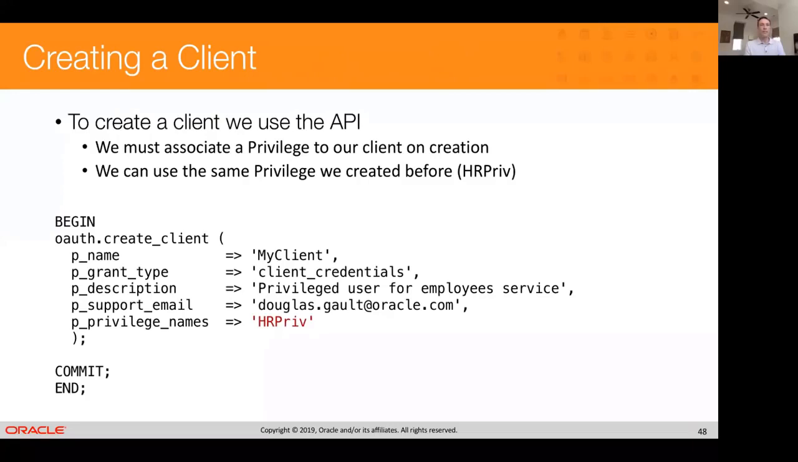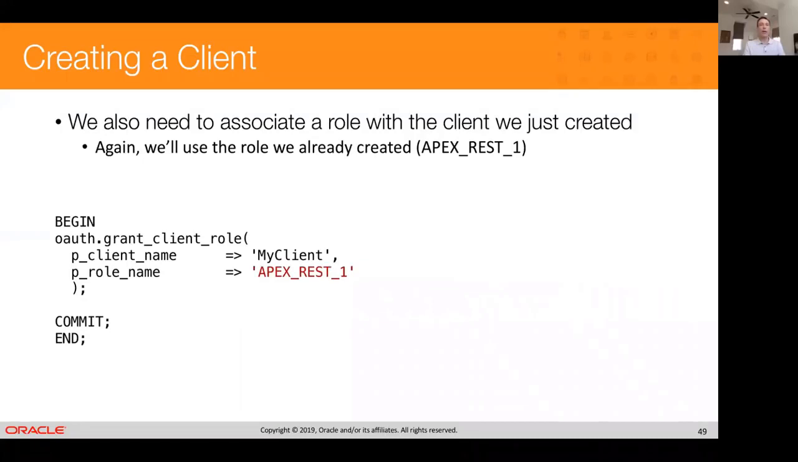So to create a client, we use an API. Basically, we create the client. You give it a random name. The grant type is client credentials. You can give it a description and a support email, but the privilege name is something you have had to create before, at a privilege level in ORDS. We created this using the APEX screens, HR Priv. We're just going to use that again. Same thing with the role. We created APEX REST 1 as the role. We're going to reuse that same role and grant that to the same user.